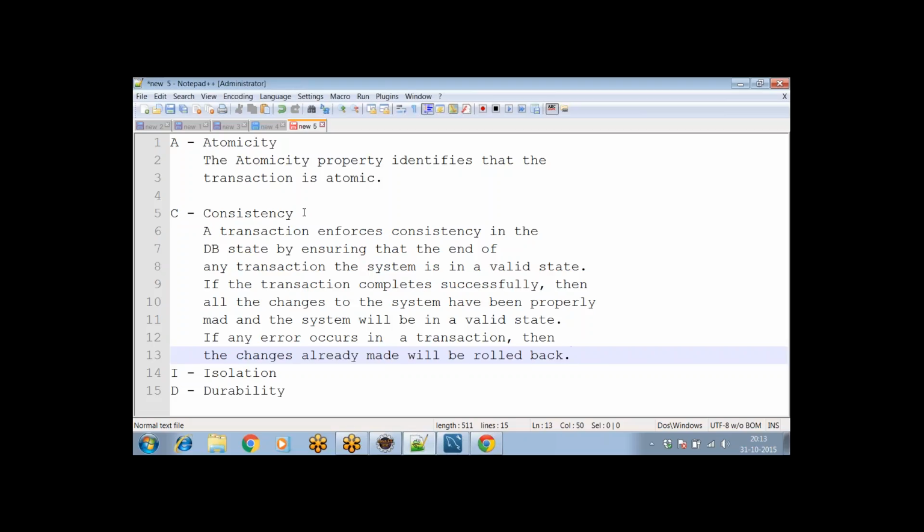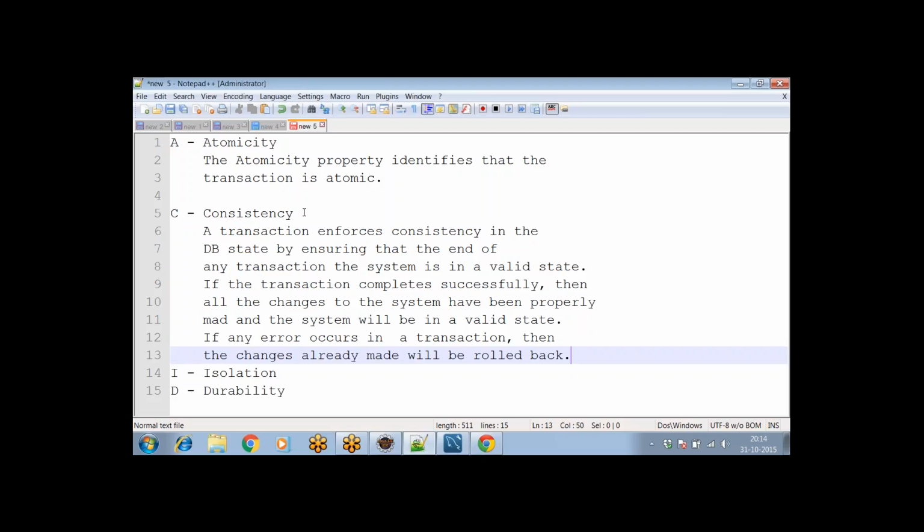System here refers to the database. We are referring to the database. System means it is nothing but the database itself. Let's say the database is in a valid state, that means there are no issues with the data which is in the database. Whatever data you have in the database, let's say it is absolutely fine without any issues.